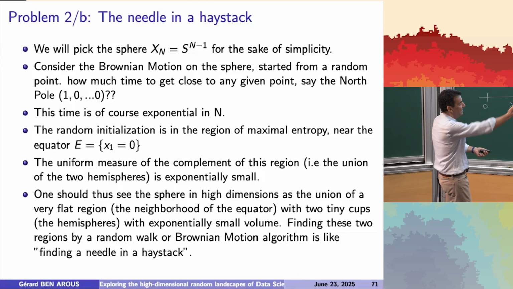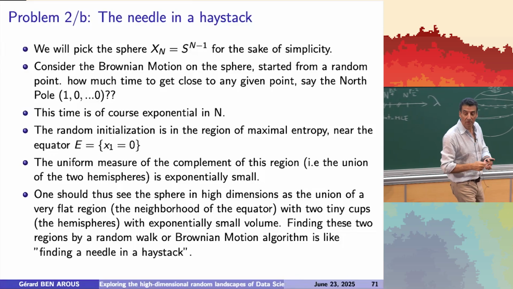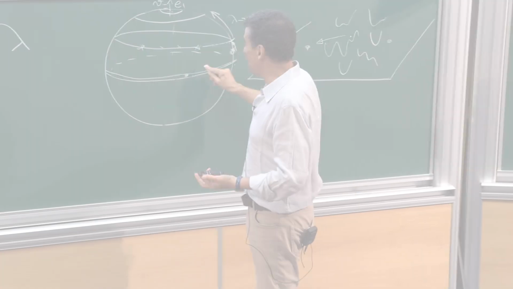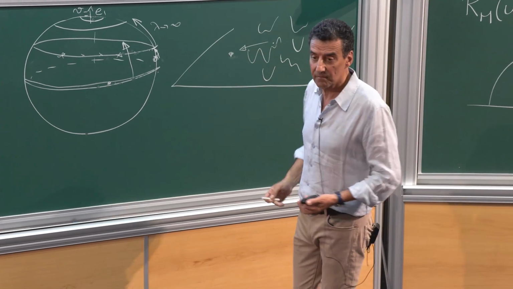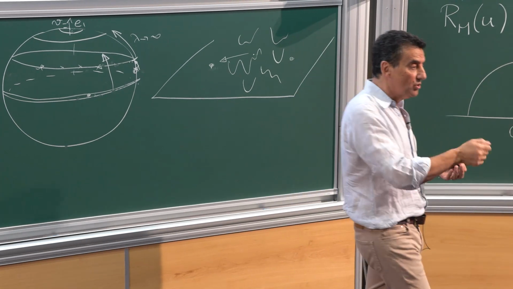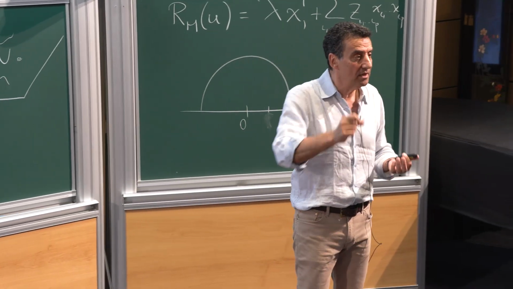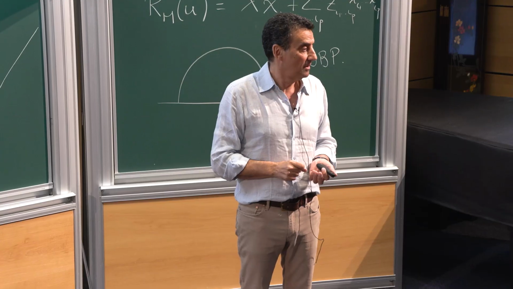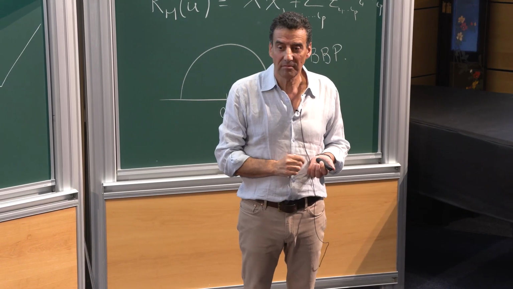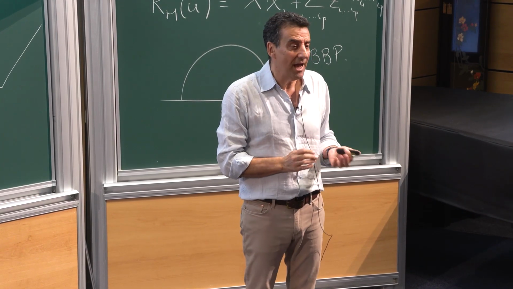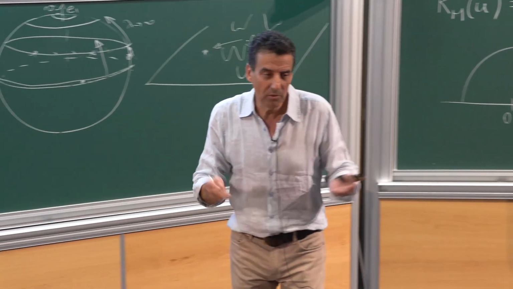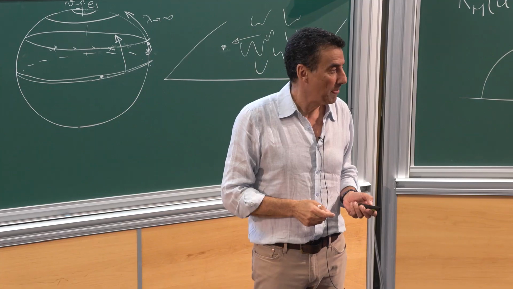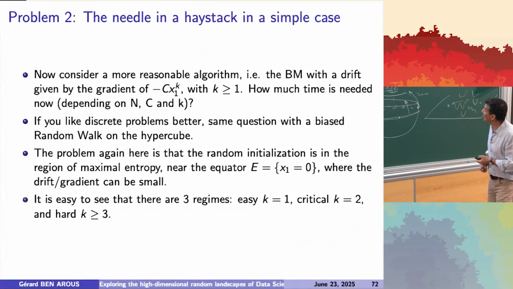Now you could say, okay, but this is a stupid thing because I have no signal. So you could add a signal. You take a Brownian motion with a drift that pushes in this direction, right? And what is the strength of the drift that I need to find this little thing in finite time? It's exactly the same. If I had done this stupid optimization problem, which has nothing to do with anything, I would find the same answers.